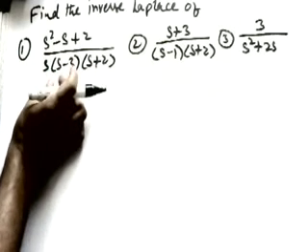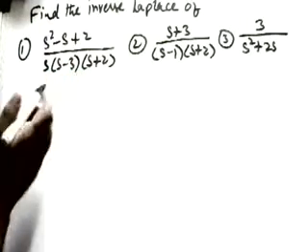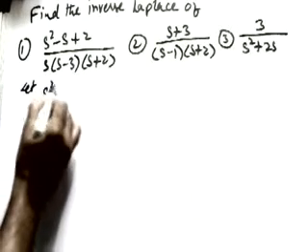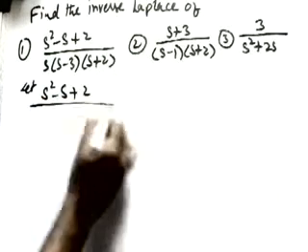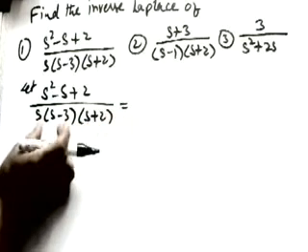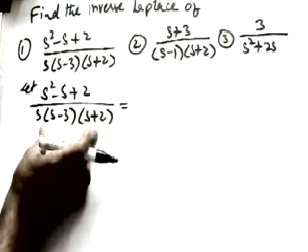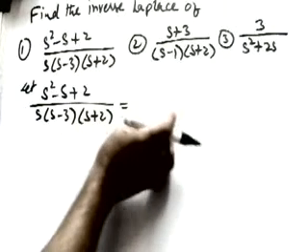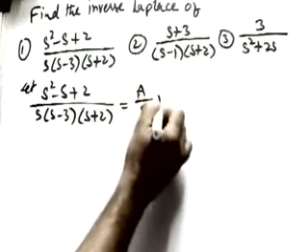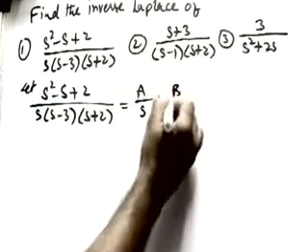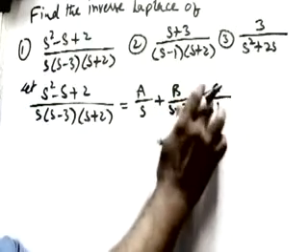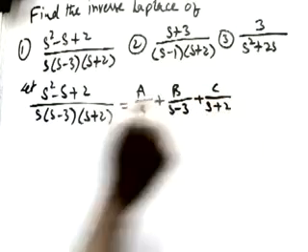Let me first change it: we have to separate these denominators, factors. Then we can use the formulas. To separate we have to use partial fractions. How to start? Let s square minus s plus 2 divided by s into s minus 3 into s plus 2. When we separate the fractions here, then we can use the formulas. The method of separating the factors is called partial fractions. So how to start? For this factor you write A by s, for this factor B by s minus 3, and for this factor C by s plus 2.